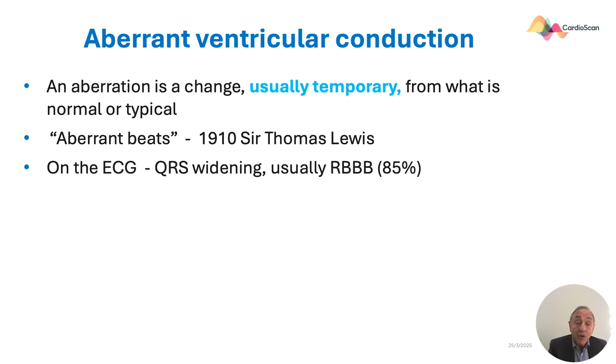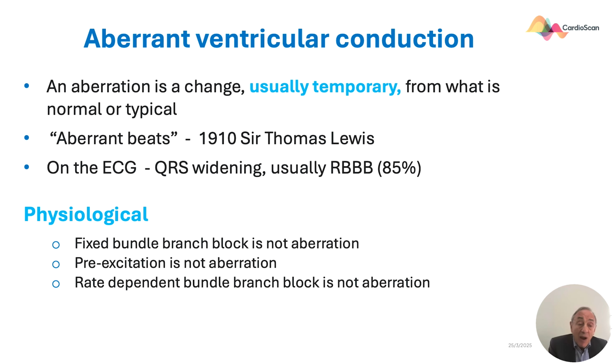On the electrocardiograph, there is QRS widening, usually a right bundle branch block, and it is a physiological response. I will repeat this a number of times during the presentation. Whereas a fixed bundle branch block is not an aberration, pre-excitation is not an aberration, and a rate-dependent bundle branch block is not an aberration.